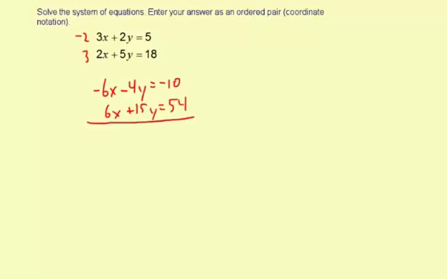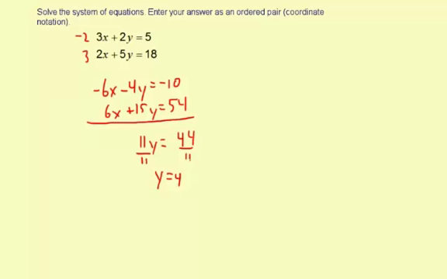Now I'm going to go ahead and add. -10 plus 54 is 44. And -6x plus 6x is 0. -4y plus 15y, that's 11y. So 11y equals 44. I'm going to divide both sides by 11. So y equals 4.